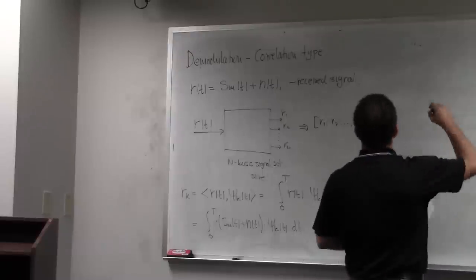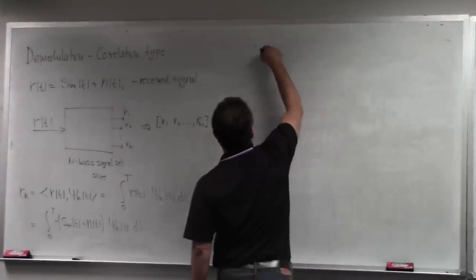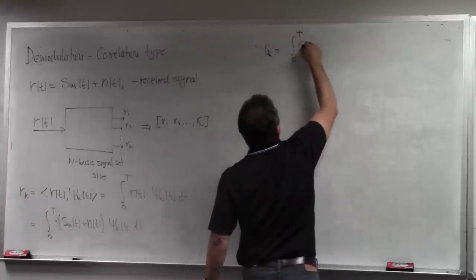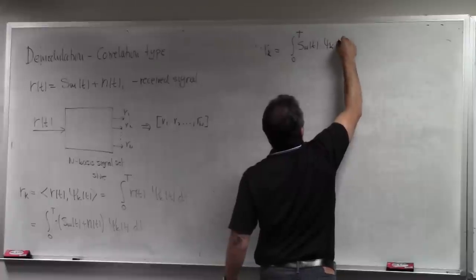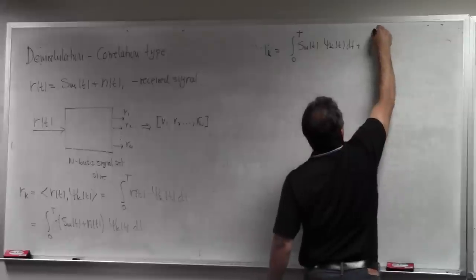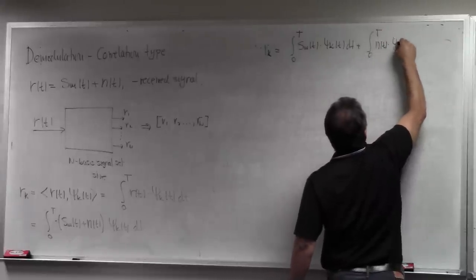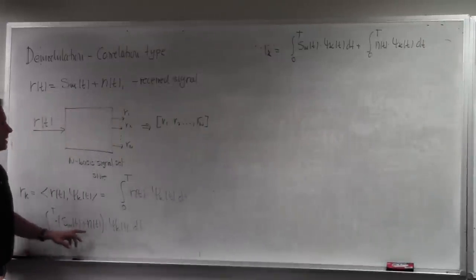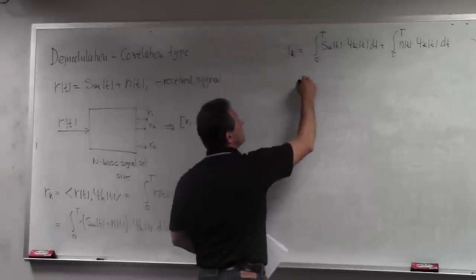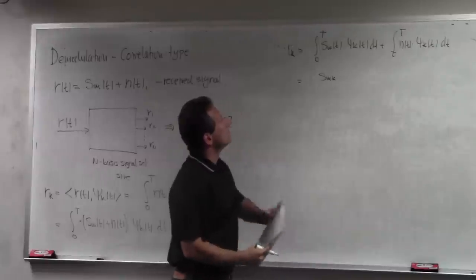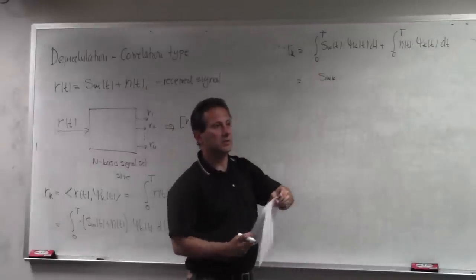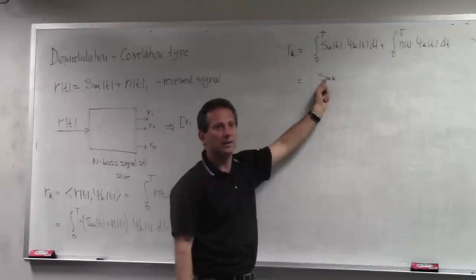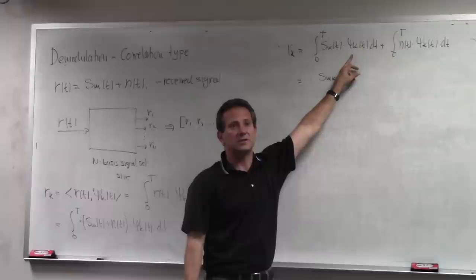But I can now split this into two integrals and say r_k is equal to the integral from 0 to T of s_m(t) times psi_k(t) dt, plus the integral from 0 to T of n(t) times psi_k(t) dt. This is where the additive nature of the noise comes into play, right? Because now, this first part, I know what it is. It's my s_mk, the coordinate of this transmitted signal along the k-th basis vector. So this is the projection of my original signal onto the basis signal.